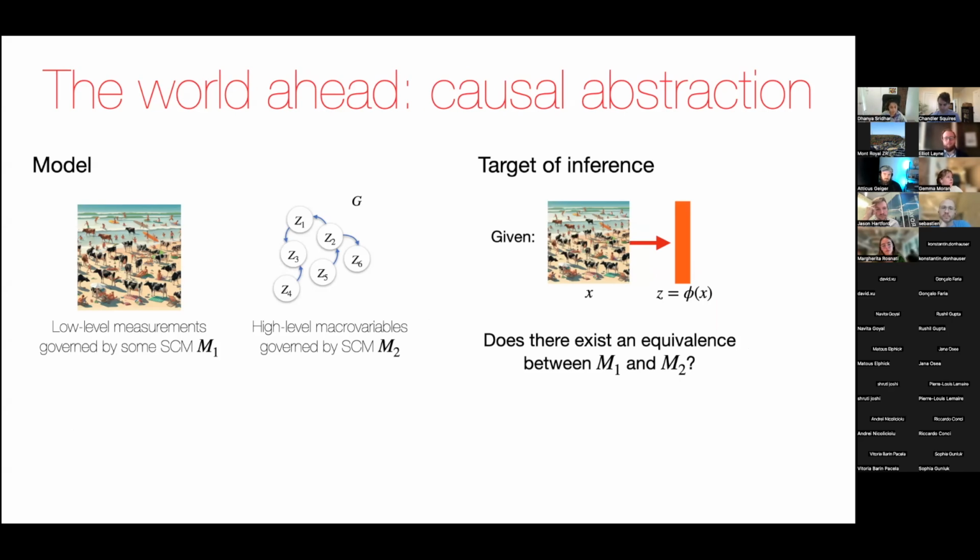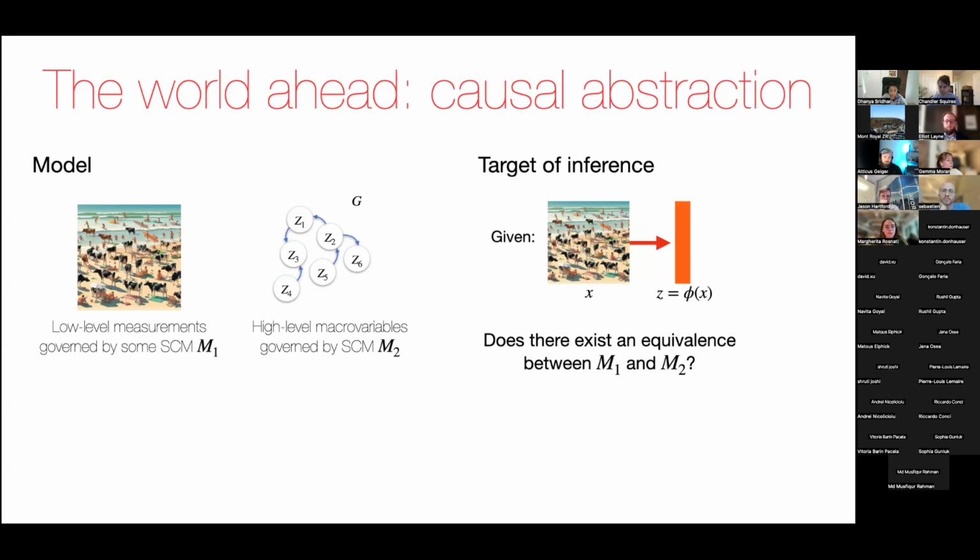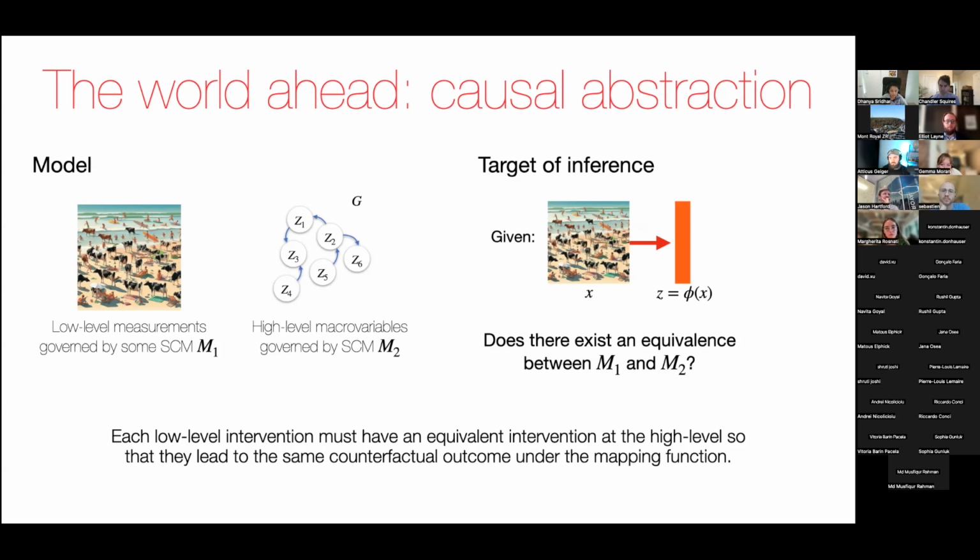concepts. The model here is that there are some low-level measurements governed by some SCM M1, and some high-level macro variables governed by a different SCM M2. Now the question we're going to ask is, given a candidate mapping function, is there an equivalence between these two models, M1 and M2? What we're going to do is assess whether every low-level intervention that we care about has some equivalent intervention at the high level, so that they lead to the same counterfactual outcome when we apply the mapping function.